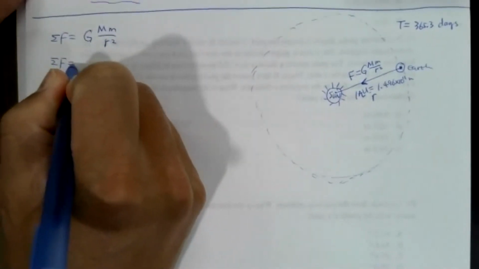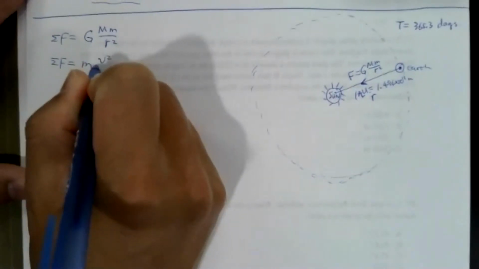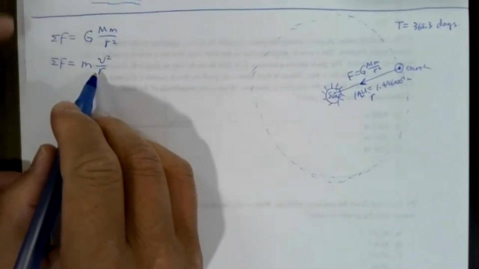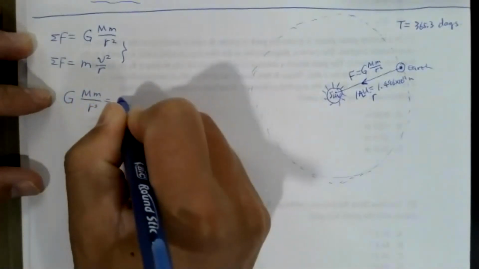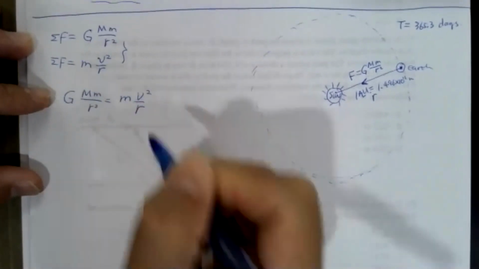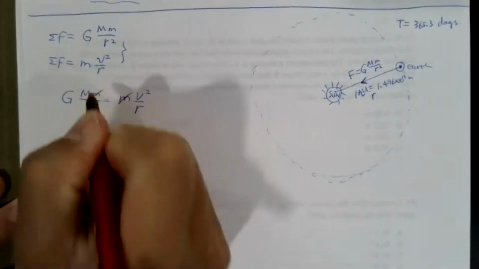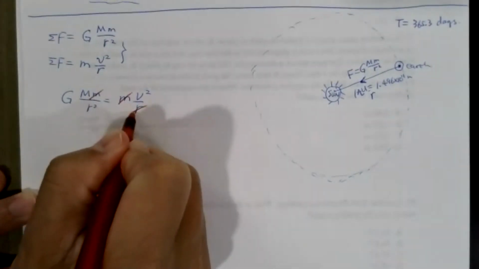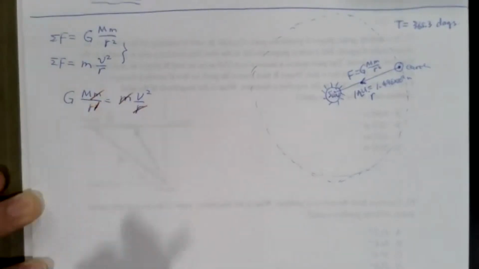Also from Newton's second law, it should be equal to the mass times its acceleration because it's having circular motion, so it's mass times the centripetal acceleration, v squared over r, okay? So these two should equal each other. You can set up capital G, capital M, small m divided by r squared equals small m times v squared divided by r. Then the small m can cancel out, and the r here will cancel out the square, because there's r squared here. So you still have r remaining, but the square goes away.